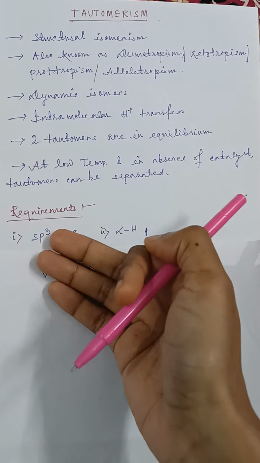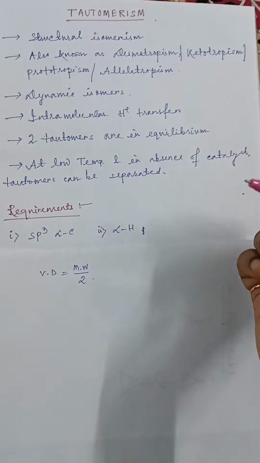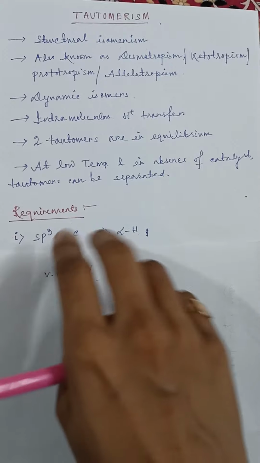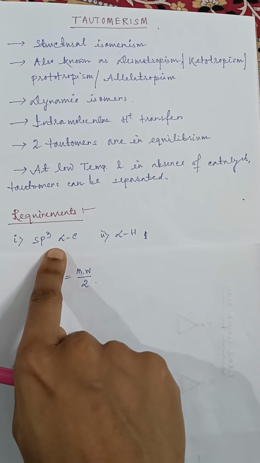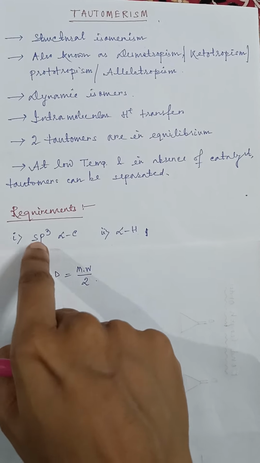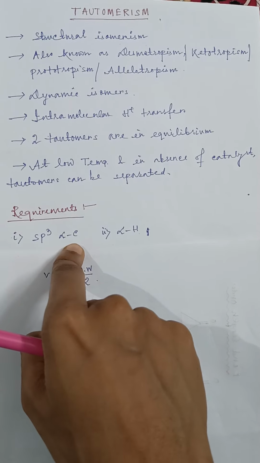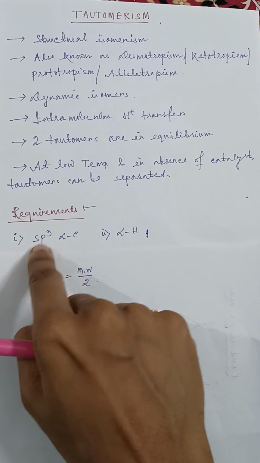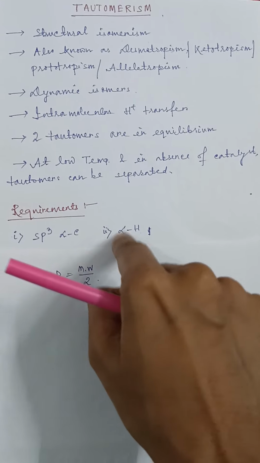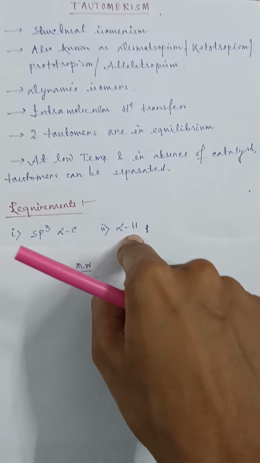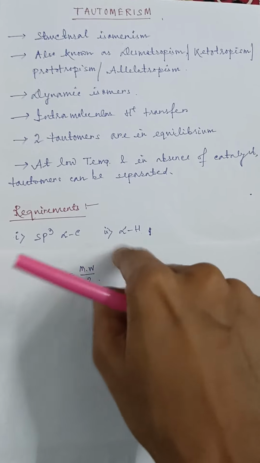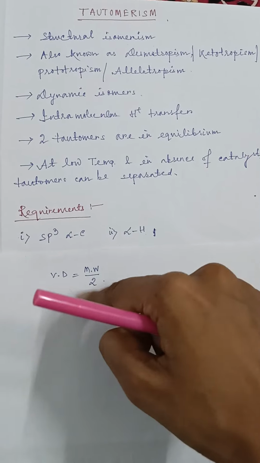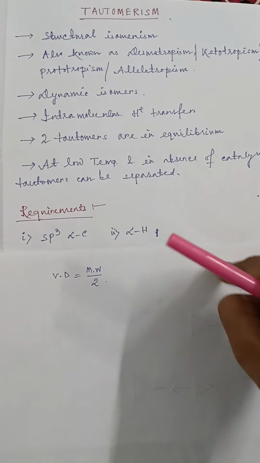Now, what about the requirements? All compounds don't show tautomerism. So the requirements are simple, two only. The first one is it must have an sp3 hybridized alpha carbon. I'll show you later. And the second one is that the sp3 hybridized alpha carbon should have at least one alpha hydrogen. Only then will the compound show tautomerism. Now we'll see how many different kinds of tautomerism can be seen.